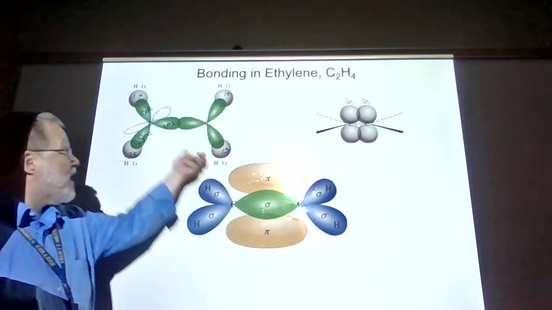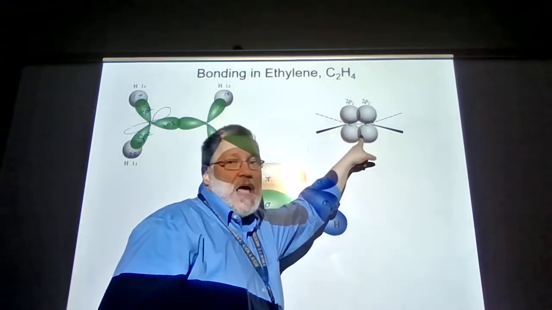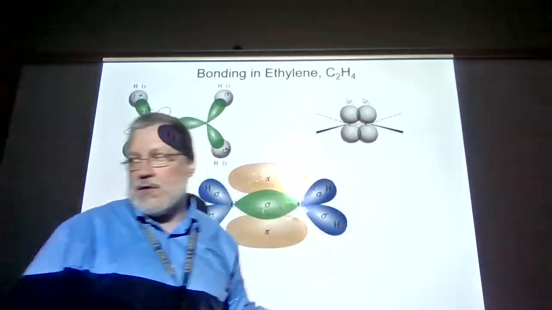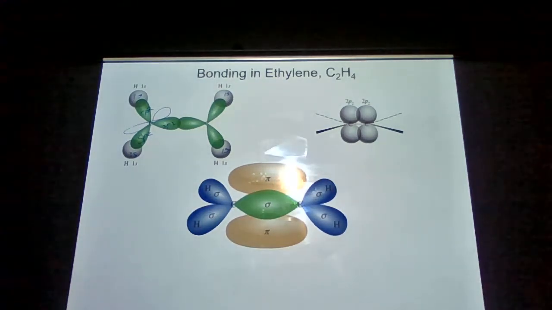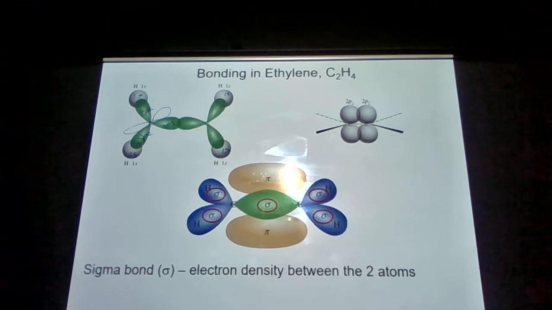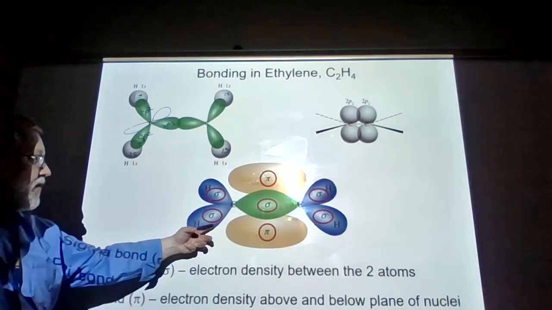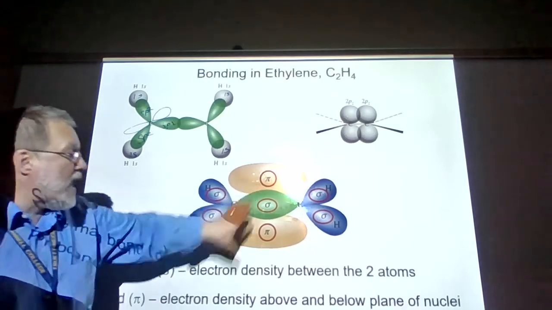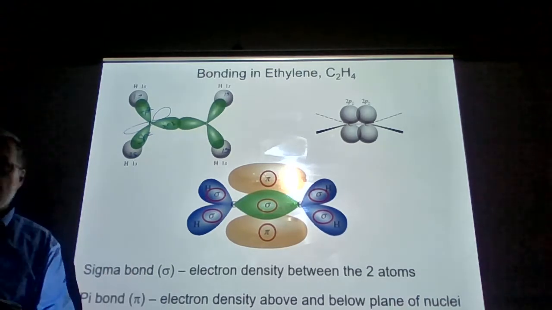The sigma bond is a hybridized end-on interaction. The pi bond is a side-to-side unhybridized orbital interaction. So we can see the 3 sigma bonds and the pi bond, giving each carbon 4 bonds. The sigma bonds are from end-on overlap of the hybridized orbitals, and the pi bonds are from side-to-side overlap of the unhybridized p atomic orbitals.